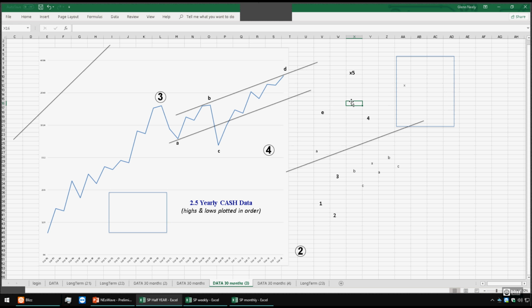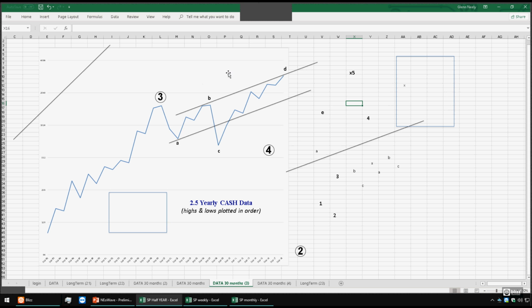Now, most people know what neutral triangles are. The neutral triangles are patterns in which the middle leg is the largest and generally the most violent wave. So in this case, wave C is larger and more violent than wave A.